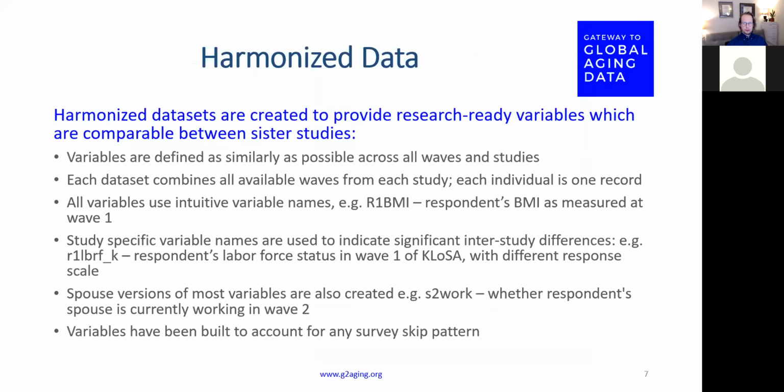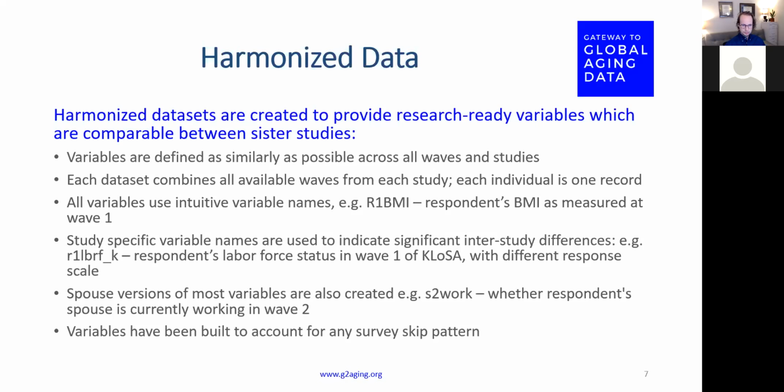One of the things that we produce for KLOSA are harmonized data. So harmonized data are created to provide research-ready variables which are comparable between sister studies. So variables are defined as similarly as possible across all waves and studies. Each data set combines all available waves from each study, and each individual is one record, so they're called a FAT file. All variables use intuitive variable naming convention as much as is possible. So for example, a variable like R1BMI is the respondent's BMI value as measured at wave 1.